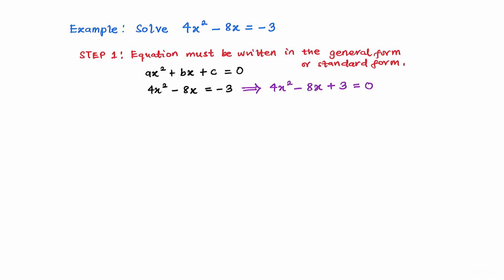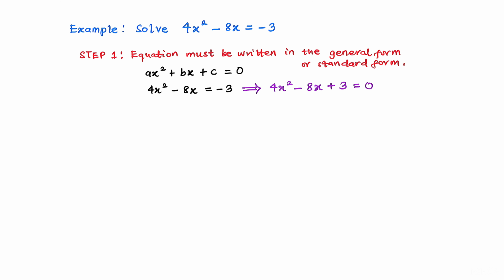Step 2. Now from this equation here, we can see that a is the coefficient of x squared. The value of a is 4. B is the coefficient of x. So the value of b is negative 8. Do not ignore the negative. If there is a negative, the negative belongs to the coefficient. So the coefficient of x here is minus 8 and not 8. This is very important.